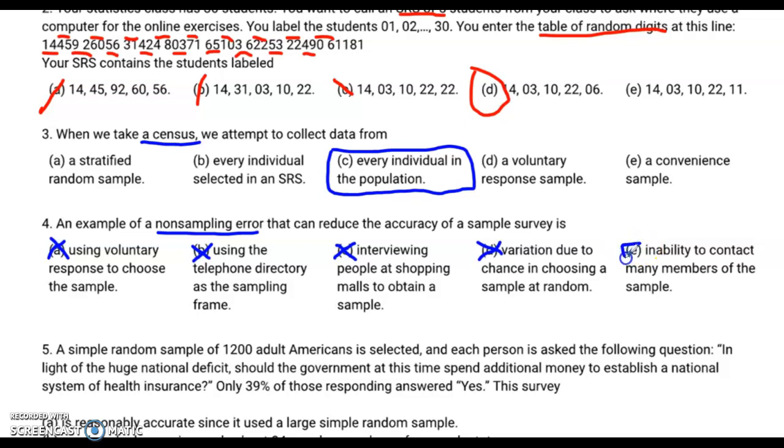Now, this might seem like a bad thing, and it is in statistics. Sometimes you can't contact members of the sample, but that's not a sampling error. That's an error in the actual procedure of the experiment. A sampling error would be choosing the sample to begin with.